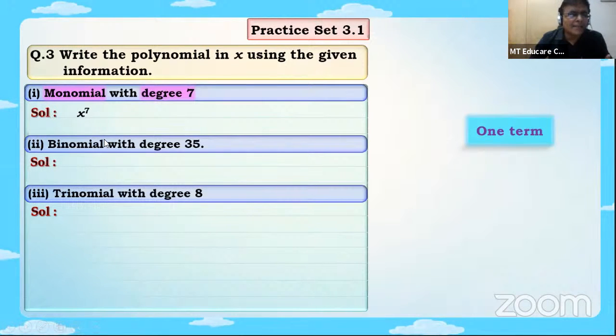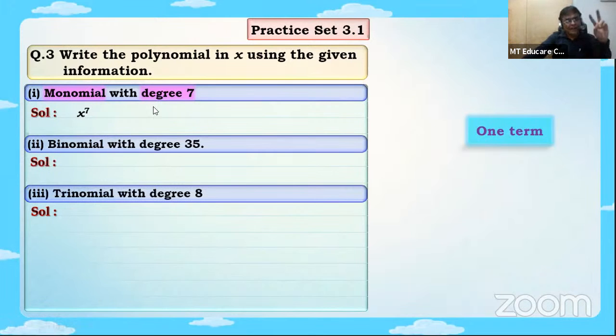So write anything. You can write x raised to 7, 4x raised to 7, minus 3x raised to 7, 12x raised to 7, whatever you want, or minus 12x raised to 7. But only one term and the power should be 7. I hope it is clear. Okay, now let us go to the binomial.